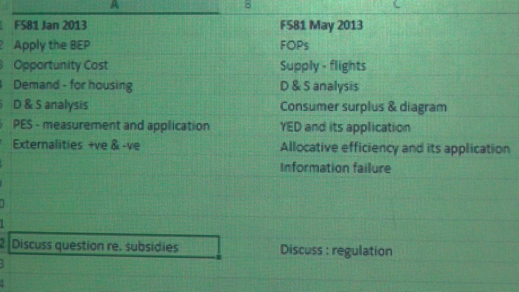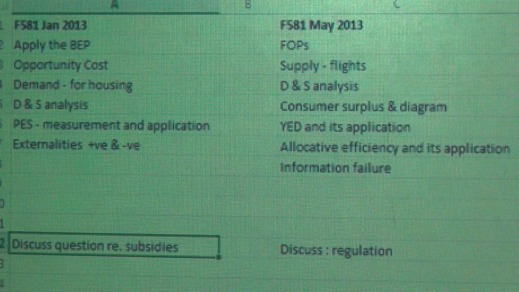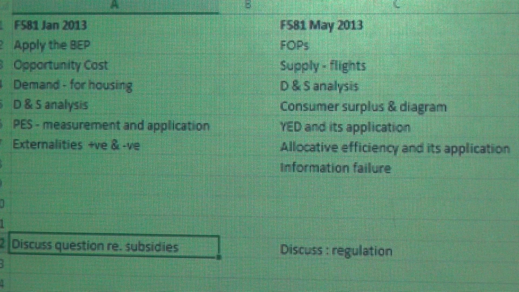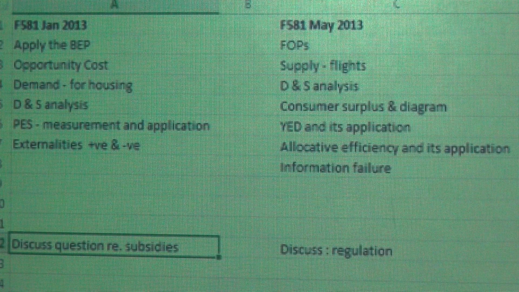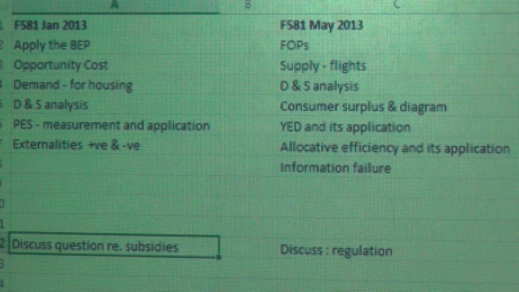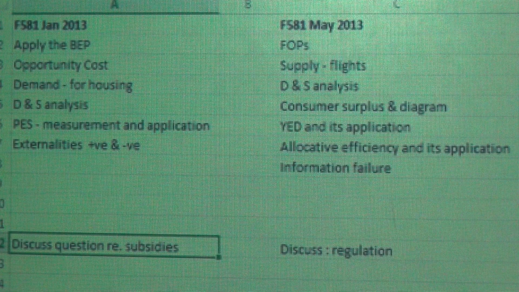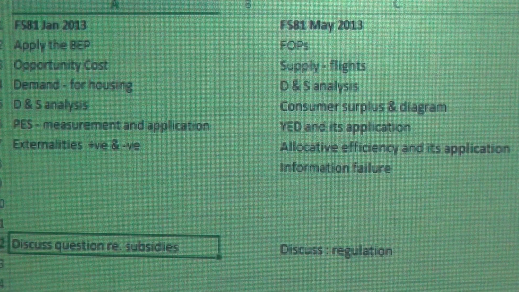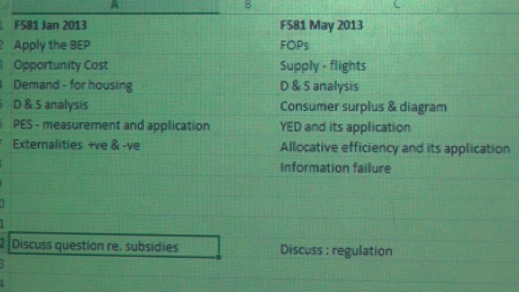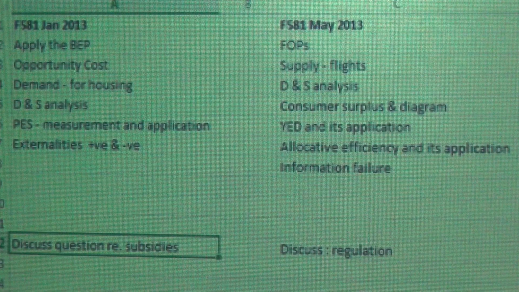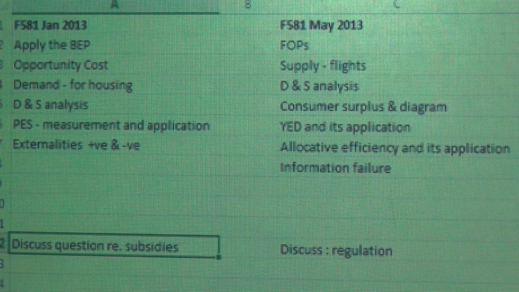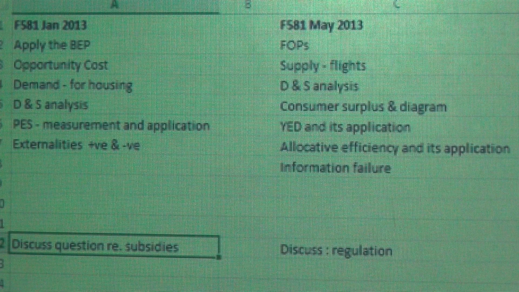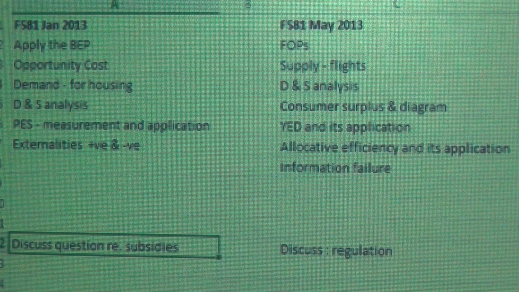The next set of questions was on YED, so that's income elasticity of demand and its application. That followed a question on allocative efficiency and its application. Now, it was sufficient in that paper to just say allocative efficiency, P equals MC, price equals marginal cost. No need for a lengthy, wordy definition, although that was quite acceptable should that be your preference. It was quite badly done, that question, actually, so maybe anticipate something like that again.